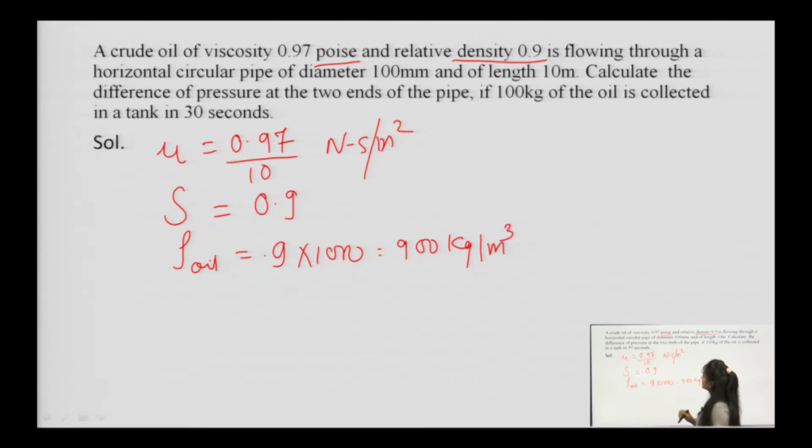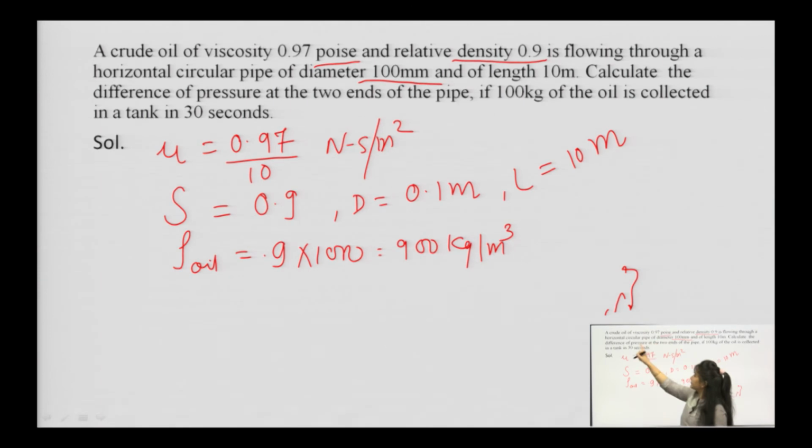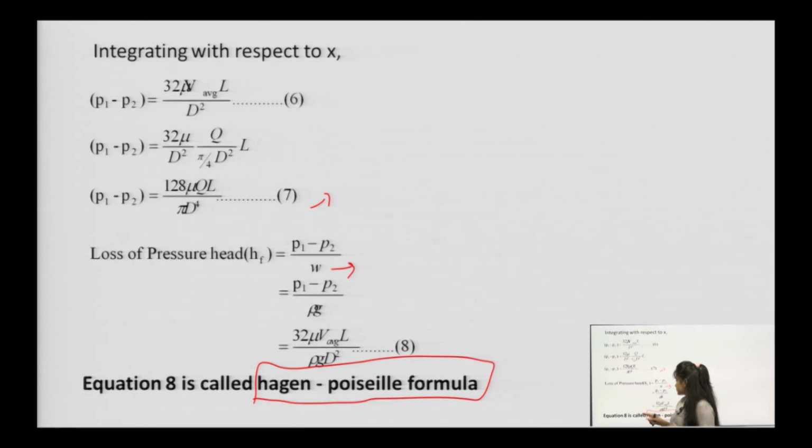Then it is moving through a horizontal pipe of diameter 100 mm. Converting into standard units, diameter is 0.1 meters and length L is 10 meters. We need to calculate the difference of pressure at the two ends of the pipe if 100 kg of the oil is collected in 30 seconds. In the pressure formula, 32 mu is given, velocity is not known, length is given, rho we have calculated from specific gravity, g is known, and diameter is known. The question is how to calculate V average.